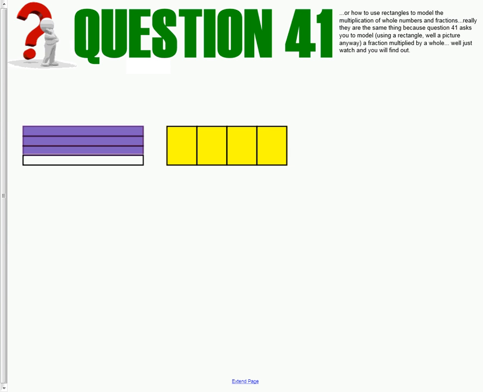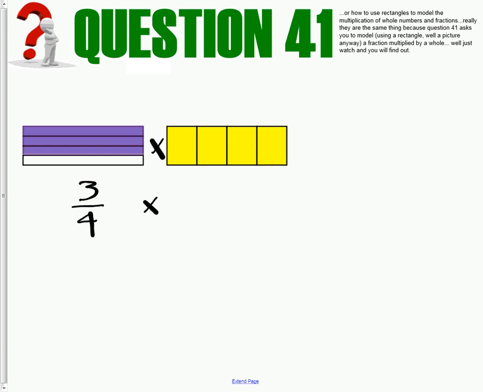I have two pictures here. One represents a fraction. The fraction, of course, the purple one. Here, I've colored in 3 of 4 squares or rectangles. So that picture represents 3/4. Okay, we know that we're doing multiplication of fractions and wholes in this particular example. So I'm going to put a multiplication sign in between my pictures and also one in between my numbers.